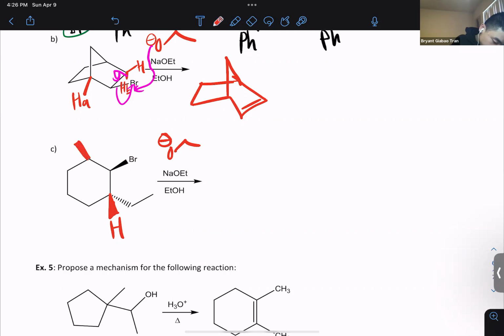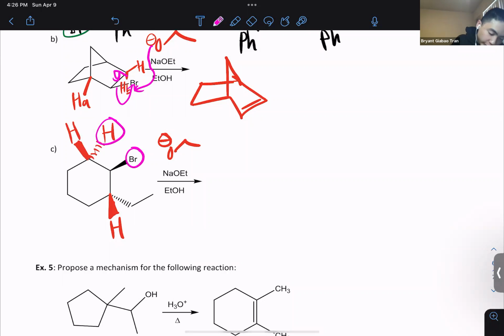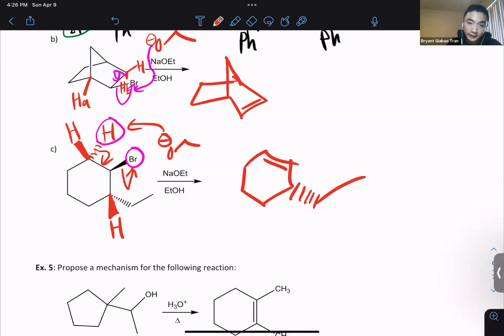So we see here, this carbon here has two hydrogens, one wedged, one dashed, where we see this dashed hydrogen is anti-periplanar to that leaving group bromine, where this ethoxide can attack that hydrogen, form the double bond there, and kick off the good leaving group bromine, giving us this product here. And this dashed ethyl group remains unreacted, which is why it maintains its stereochemistry.